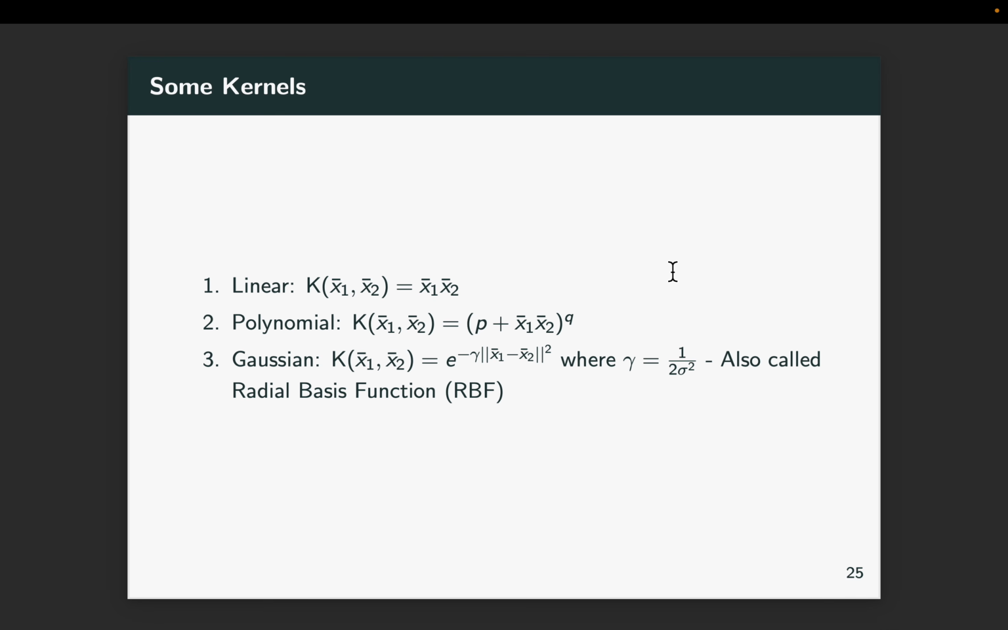There are a few commonly used kernels. The linear kernel, which is just the linear SVM, the default SVM you've been seeing. Polynomial kernels of the form (p plus x1 dot x2) raised to the power q. And perhaps the most commonly used one is the Gaussian kernel, or the radial basis function kernel, which is e to the power minus gamma times the norm of xi minus xj, squared.